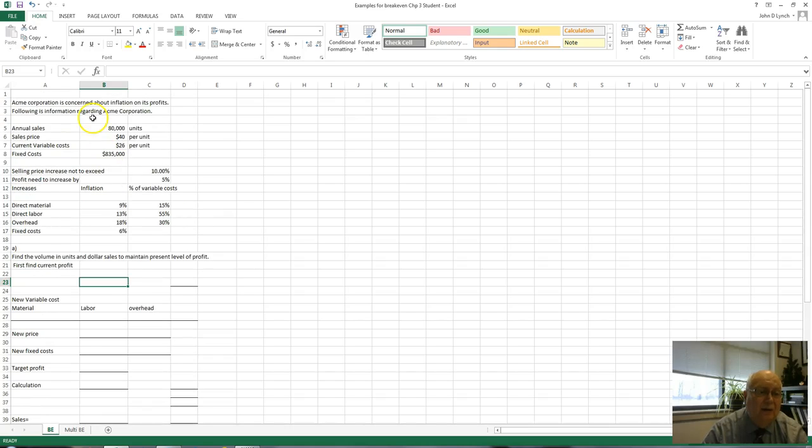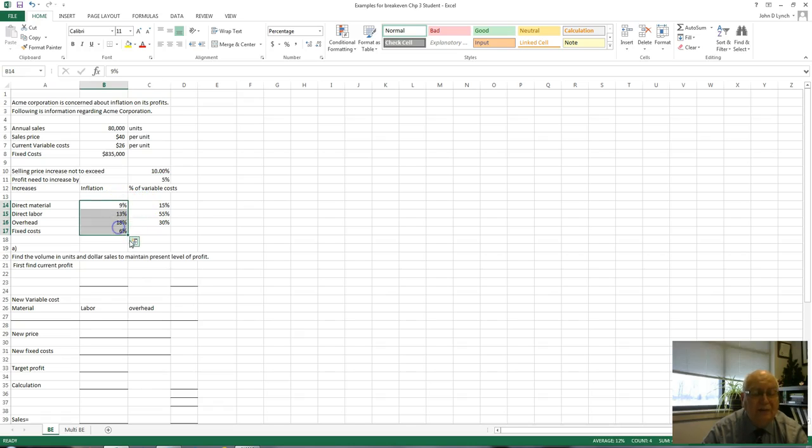So what we have here is a problem I made for Acme Corporation, which is concerned about inflation on its profits. It has the following information, and it sold 80,000 units for the year. $40 is the sales price per unit, $26 is the current variable cost, and $835,000 is the fixed cost. And down here is the inflation part. It can increase the price but not more than 10%, and to maintain the profit, we need to increase it by 5%, which will come in later.